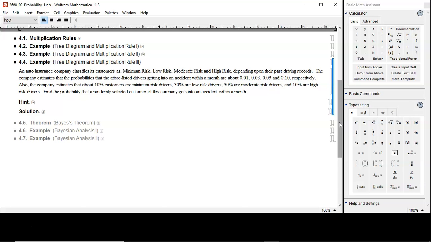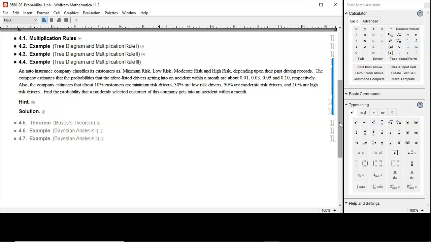But this one, as you can see, is quite realistic. Of course, in a real life situation, an insurance company will have a more elaborate classification, but the same kind of mathematics is being used. Let's see. An auto insurance company classifies its customers as minimum risk, low risk, moderate risk, and high risk, depending upon their past driving records.